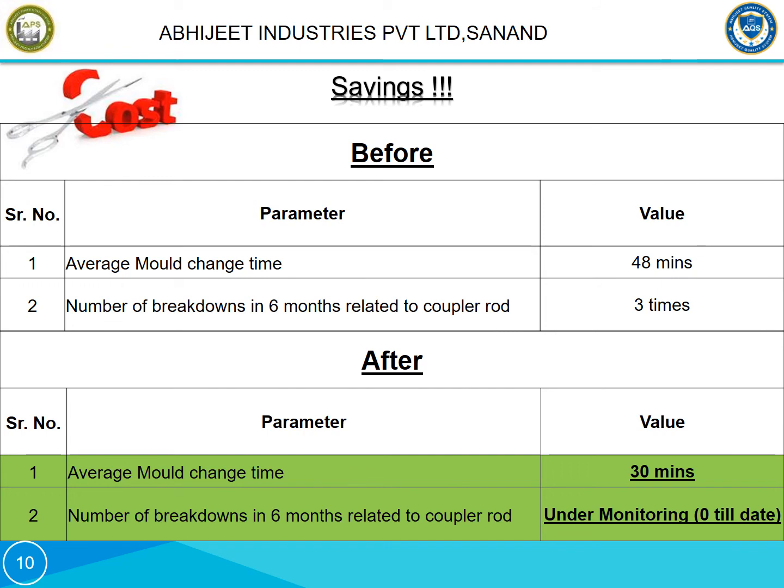By implementing this Kaizen, we have reduced the mold change time of this folding pivot mold from 48 minutes to 30 minutes. And also earlier in last 6 months, there were 3 breakdowns reported for ejector rods, but now there are 0 breakdowns. Hence, breakdown cost is also saved.